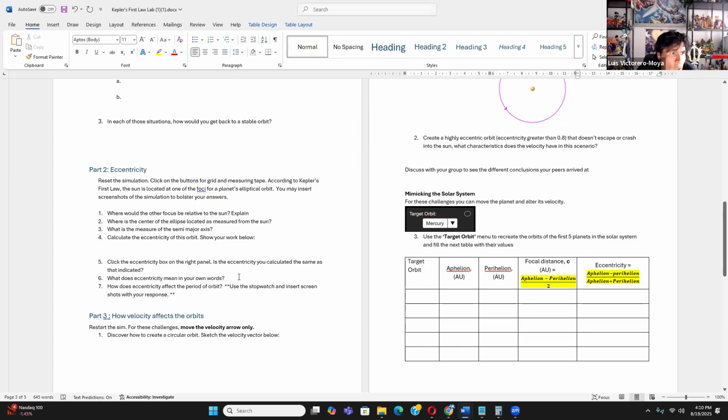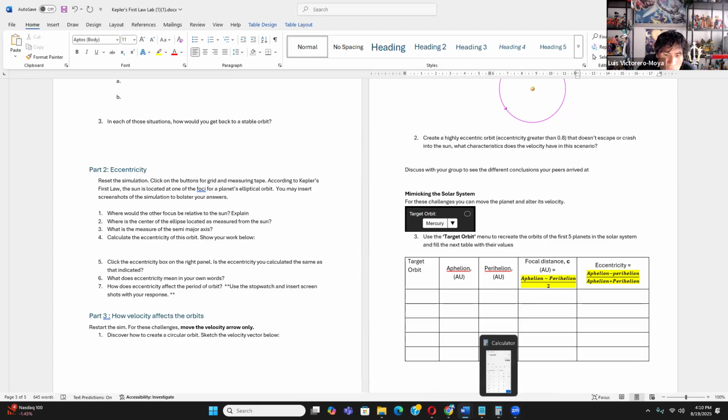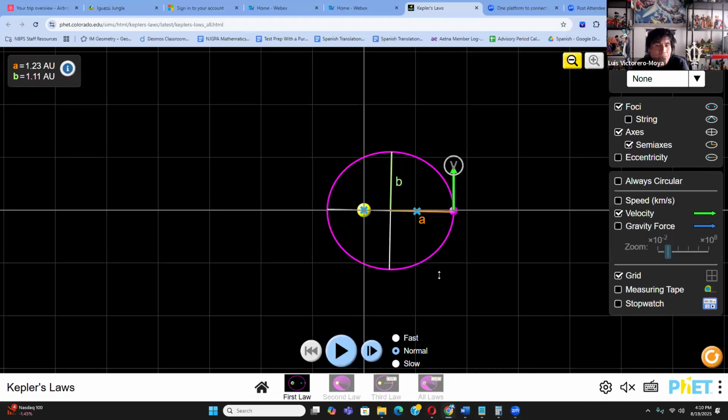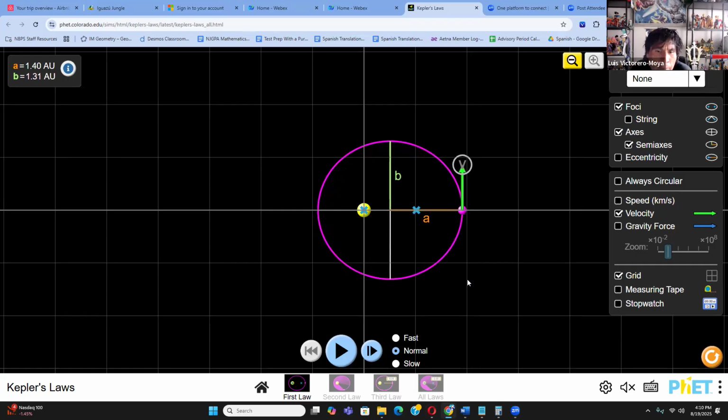Basically, question one. What is the measure of the semi-major axis? Okay, so how do you measure the semi-major axis? Because you need that for the eccentricity. So let's show you how to calculate eccentricities, all right? And everybody is going to have a different answer for this. I'm going to use that, all right? Let's get this out of the way. Use the measuring tape.